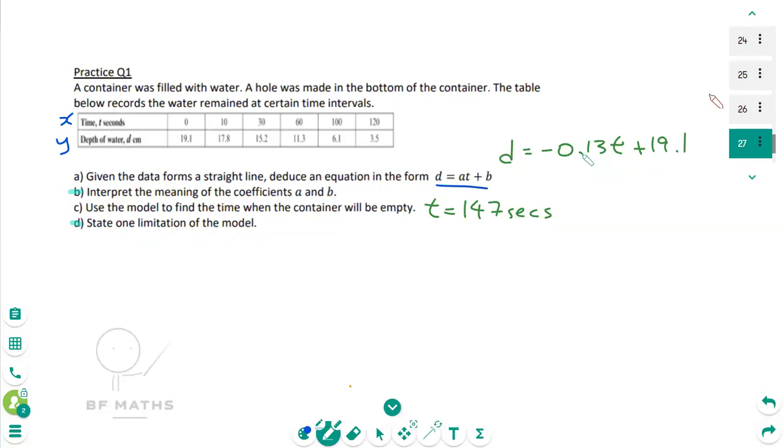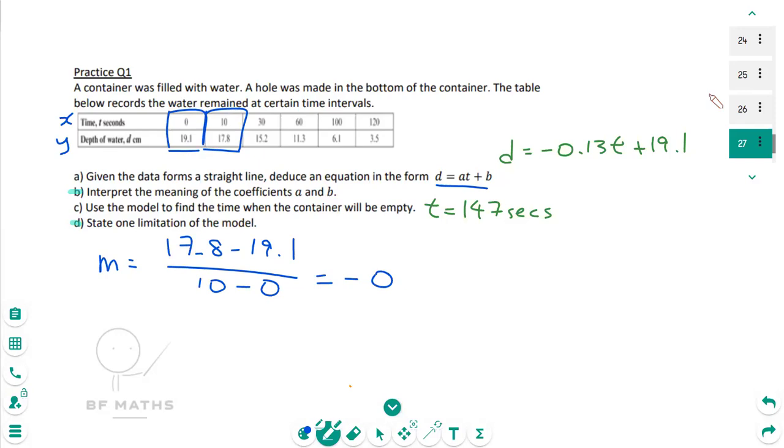So all we need is to find the gradient first. To find a gradient, the gradient is difference in y over difference in x. So we just pick 2 coordinates from the table. So it'll be 17.8 minus 19.1 over 10 minus 0, which gives you negative 0.13. And the y-intercept is 19.1. So therefore, plus 19.1. So D equals negative 0.13t plus 19.1. I'll skip B for now. Okay, so that's part A.